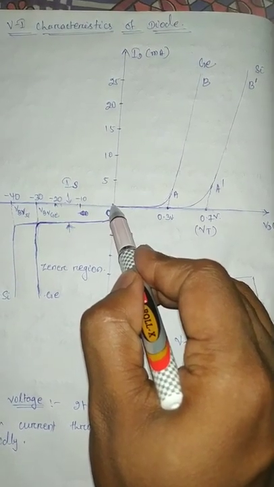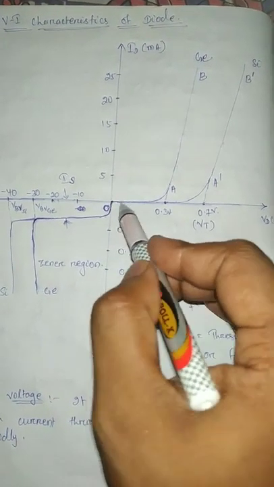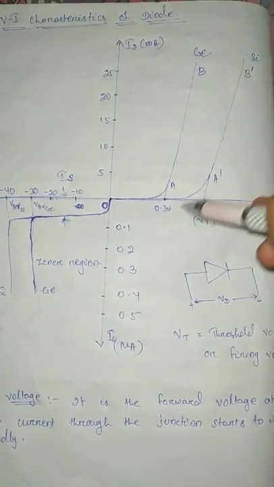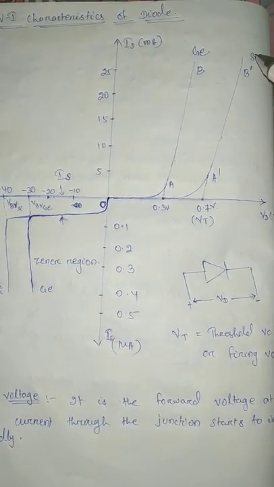In case of forward bias condition, as you see there are two plots, one for germanium type diodes and another one for silicon type diodes.